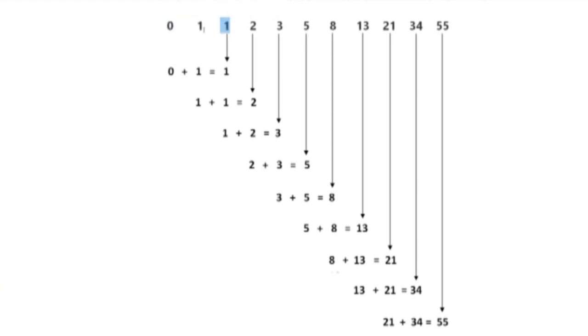So 0, 1 is 1. 1, 1 is 2. 1, 2 is 3. 2, 3 is 5. 3, 5 is 8. 5, 8 is 13. 8, 13 is 21. And 13, 21 is 34. And 21, 34 is 55.